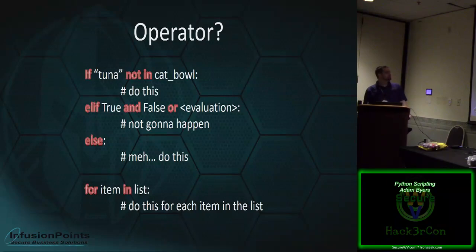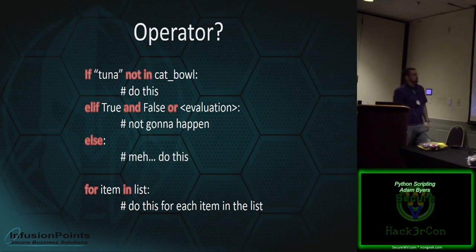Okay, operators. So operators, you'll find these in any language. They're essential, but this is how you use them in Python. And this is the structure for it. So, if tuna not in cat bowl, so say cat bowl is a list of items that are inside the cat bowl. So, that's one way you can check against a list.